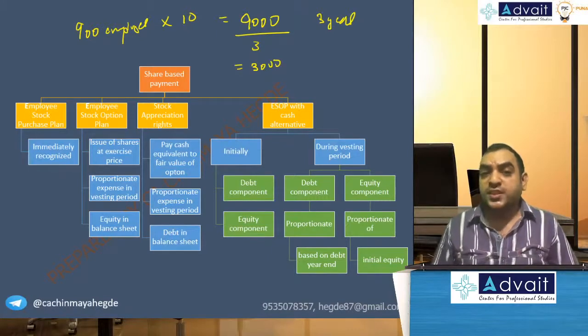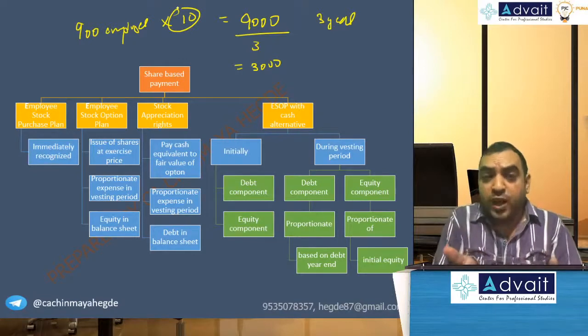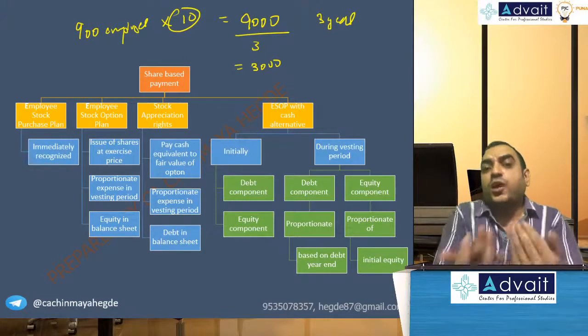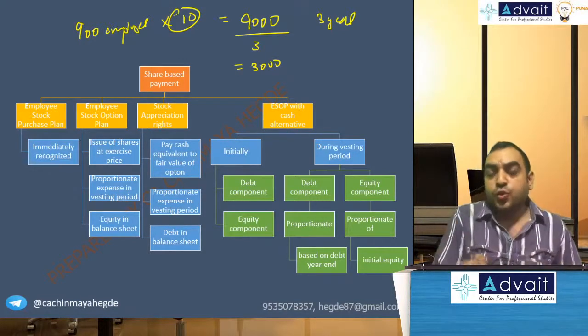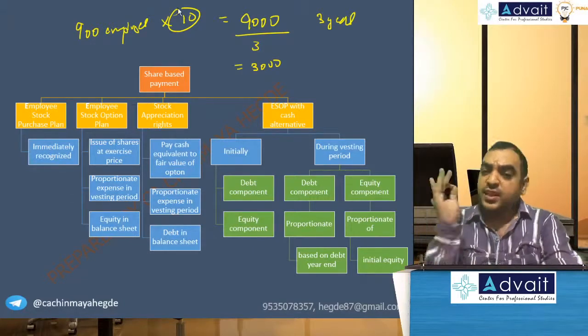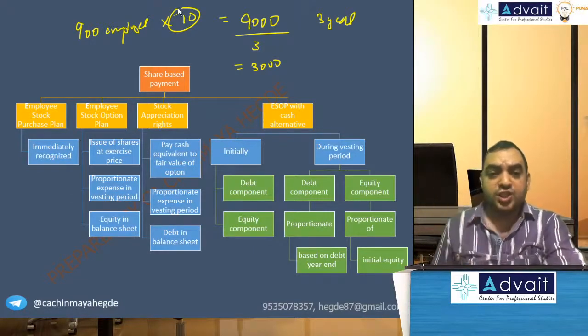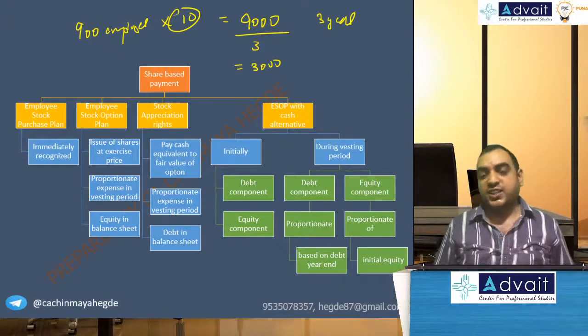Why no concept of present value? This fair value of 10 rupees itself is present value. So you can't do present value 2 times, that would be duplication. So we just divide by 3, simple amortization. That's how we are going to get the annual expense.